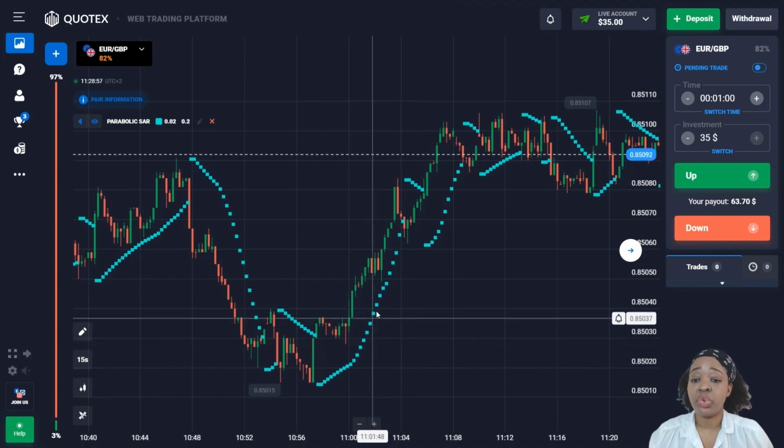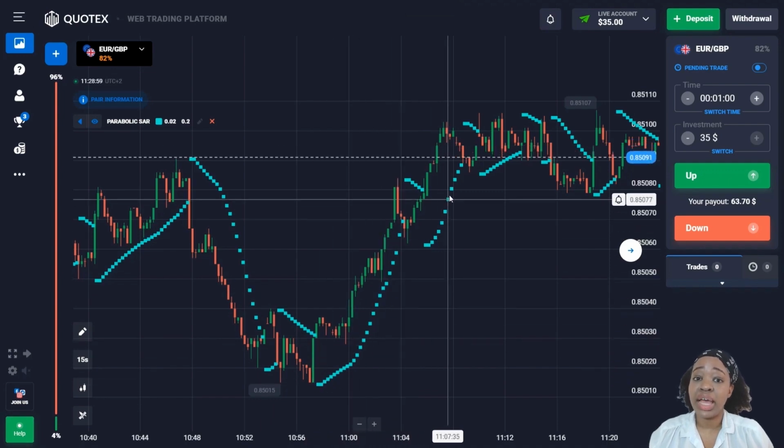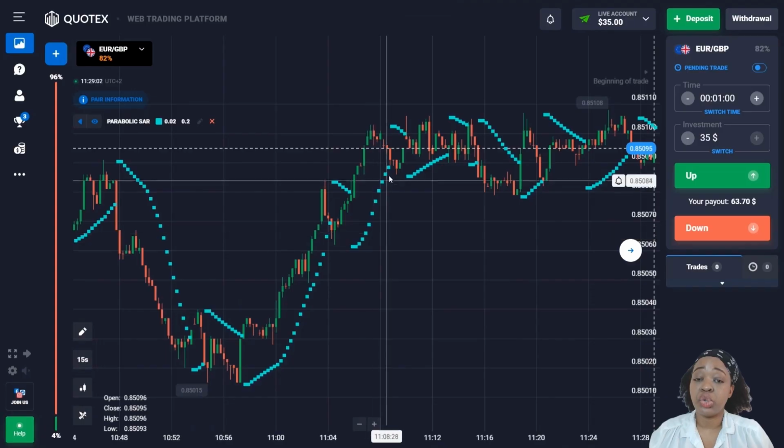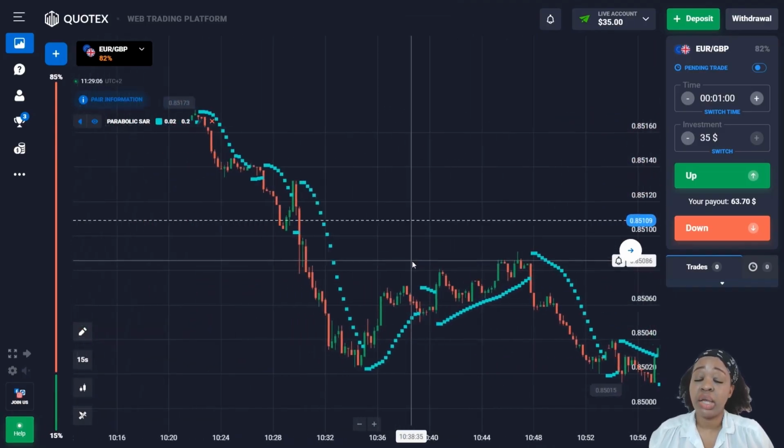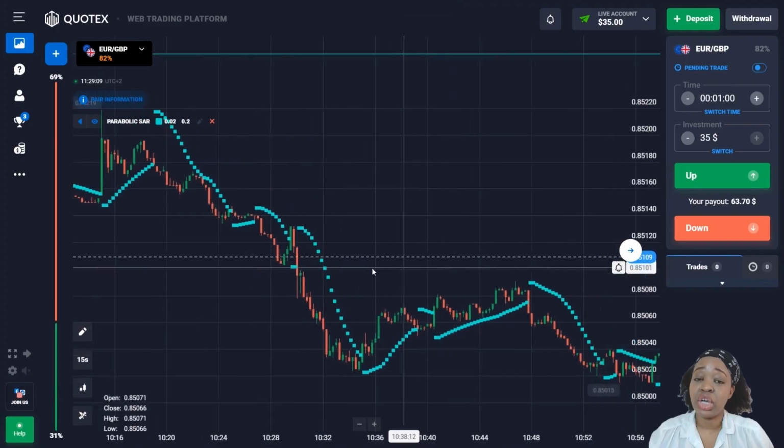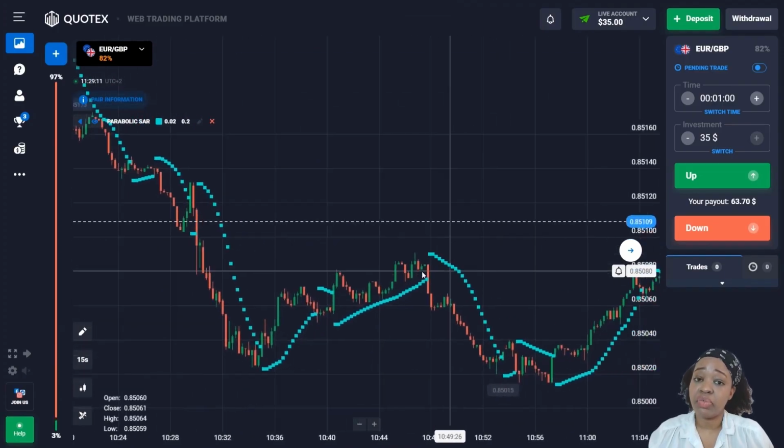Also, of course, it's not worth forgetting about the support and resistance levels. That means you need to look at these two levels. You need to look at the other trends on the pattern before using the indicator signals to make very good profit. Let me find my first entry point.